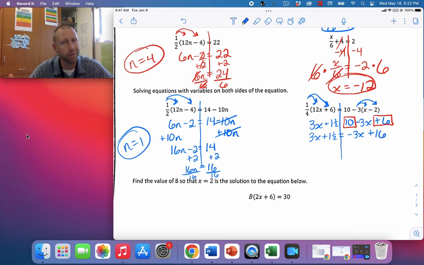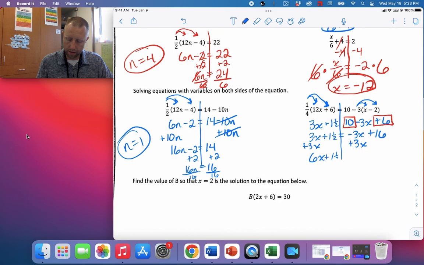Well, we've got variables on both sides. I'm going to go ahead and get rid of the smaller one. Negative 3x is smaller than positive 3x, so I'll get rid of it. To get rid of it, you add or subtract. In this case, it's already a negative, so I'm going to add 3x to both sides. And that's going to give me 6x plus 1.5 equals 16. And now it's just a two-step equation, right? Here we're ready to just subtract 1.5 from both sides.